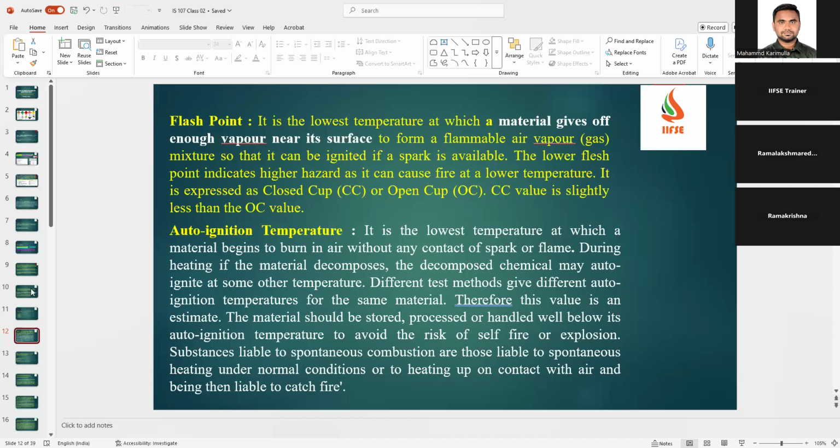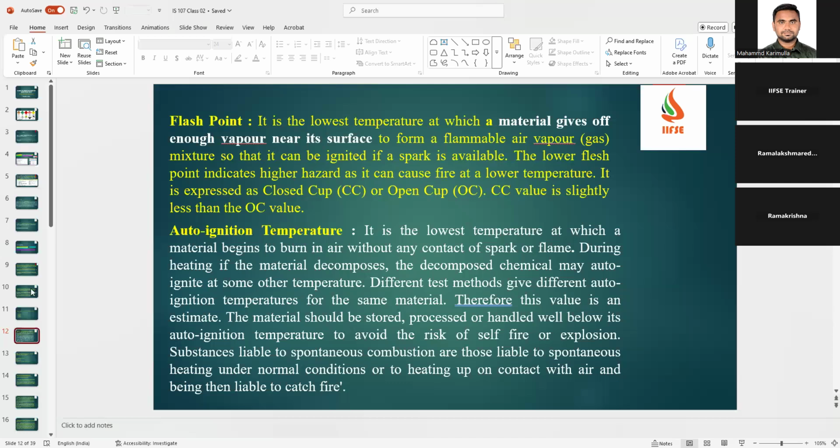So flash point is where the material gives off enough vapor near its surface to form a flammable air-vapor or gas mixture, so that it can be ignited if any spark is available. A lower flash point indicates higher hazard, because even at low temperatures it is capable of producing a flammable mixture. As it can cause a fire at lower temperatures, it is expressed as closed cup, CC, or open cup, OC. The CC value is slightly less than the OC value.